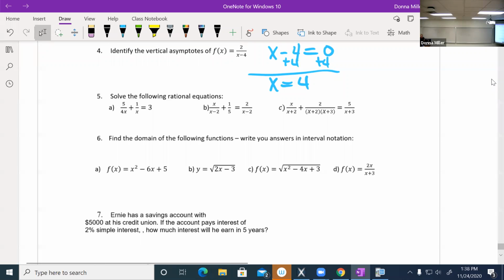So when you solve a rational equation, you want to multiply by the common denominator. The common denominator is combining all the bottoms. So I have an x plus 2 and an x plus 3. That would be the least common multiple. So what you're going to do is multiply every term by that least common multiple. So I'm going to multiply by x plus 2, x plus 3. I'm going to do that to every term.